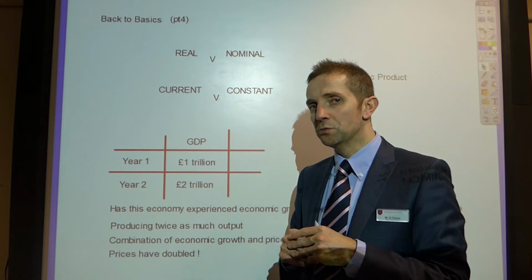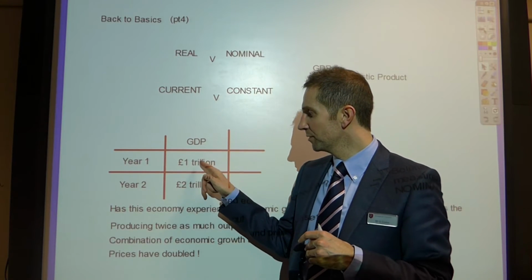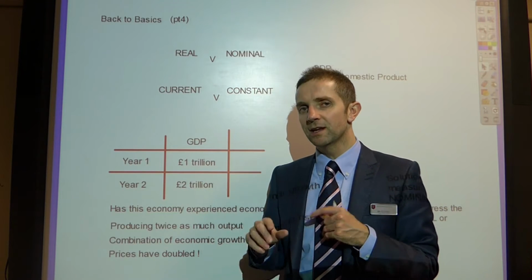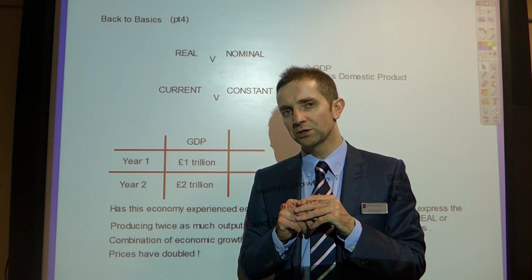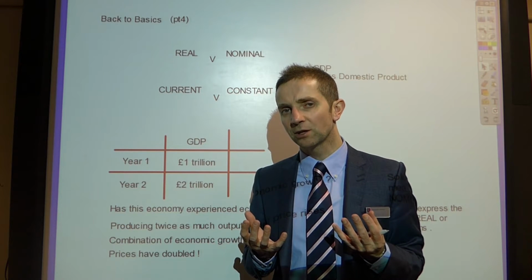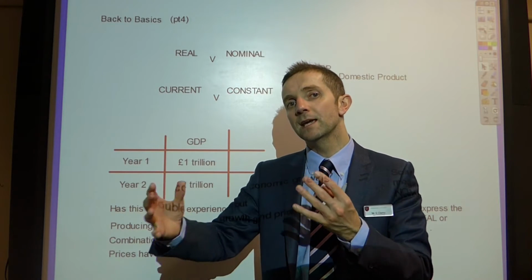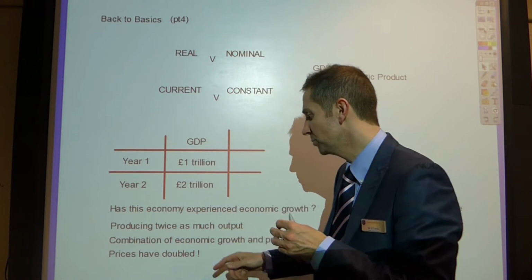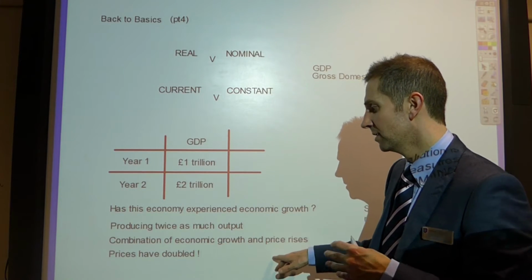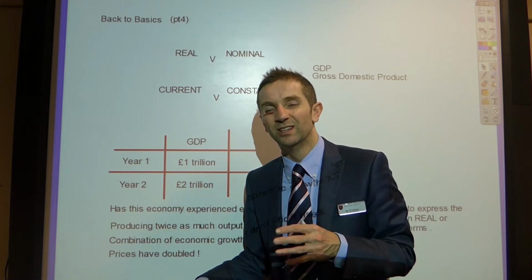We could also assume that this movement from 1 trillion to 2 trillion could be a combination of two factors. It could be a combination of rising prices in the economy and maybe a little bit more output in the economy, a little bit more economic growth. So it could be a combination of economic growth and price rises.